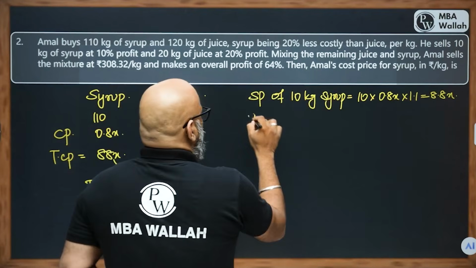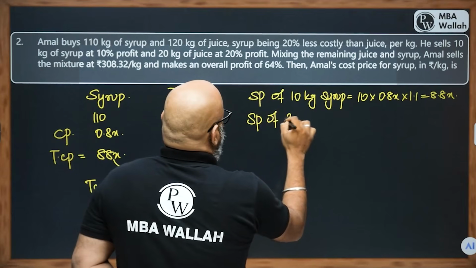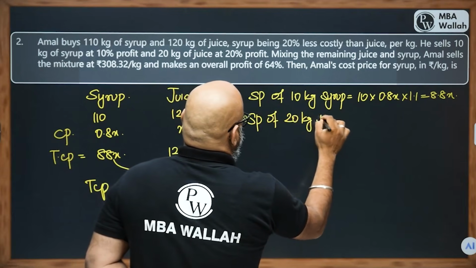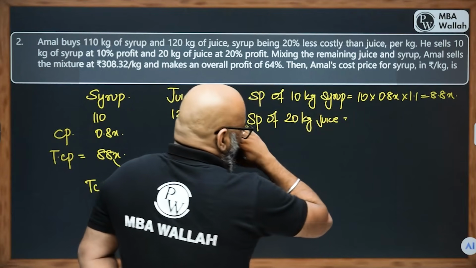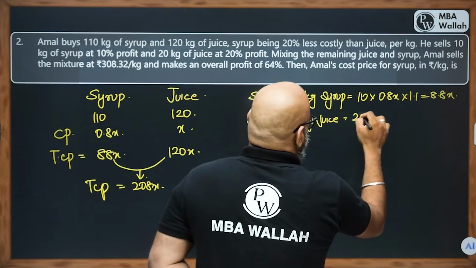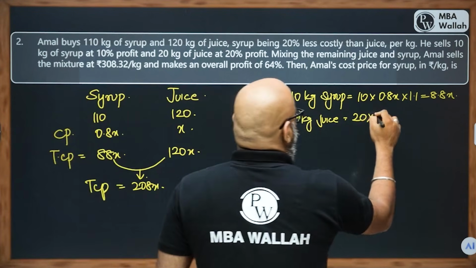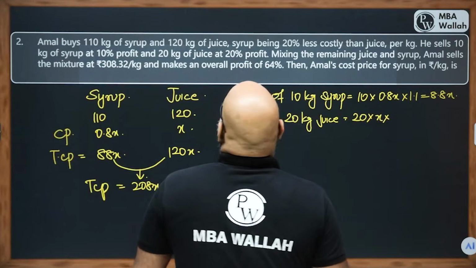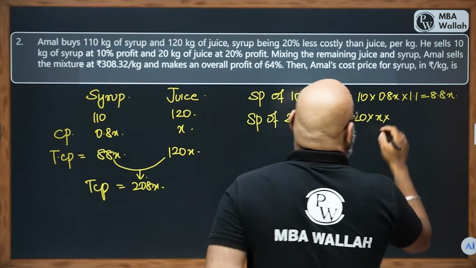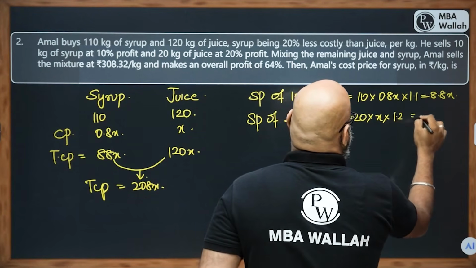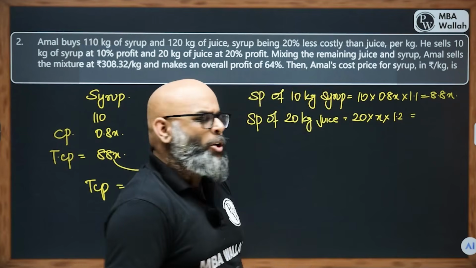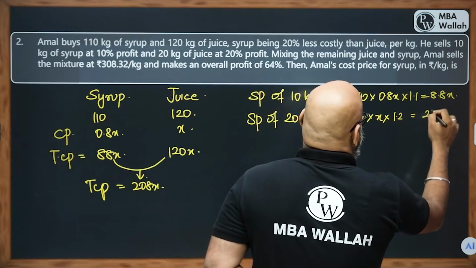Similarly, the selling price of 20 kg juice will be 20 kg into cost price per kg, x rupees, so into x, and a profit of 20% is made, so into 1.2. So 20 into 1.2 will become 24x.